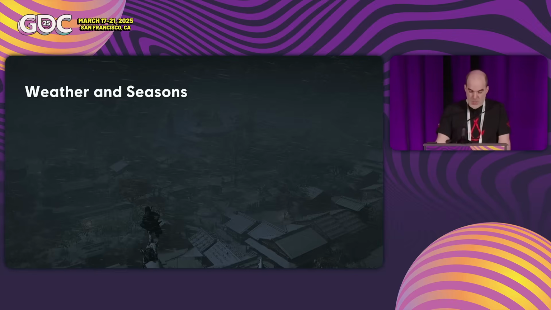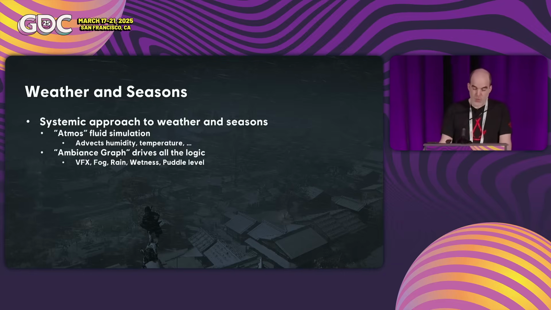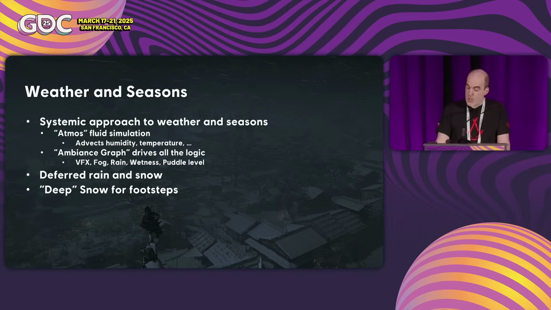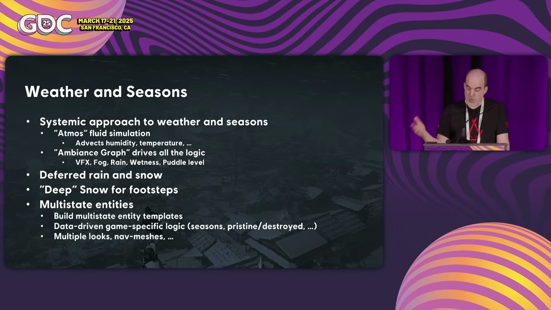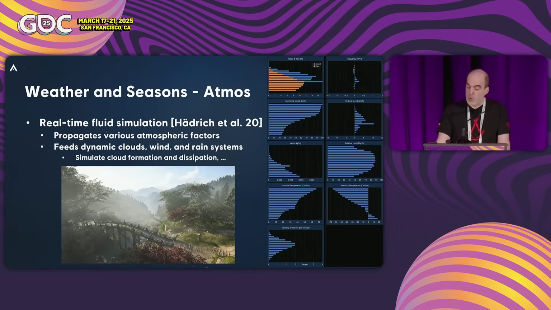So now about weather and seasons. We adopt a systemic approach for weather and seasons with Atmos as a fluid simulation and an ambience graph. Our rain and snow are rendered in deferred, and we also introduce the concept of multi-state entities that I mentioned before. So Atmos would deserve a whole talk by itself.